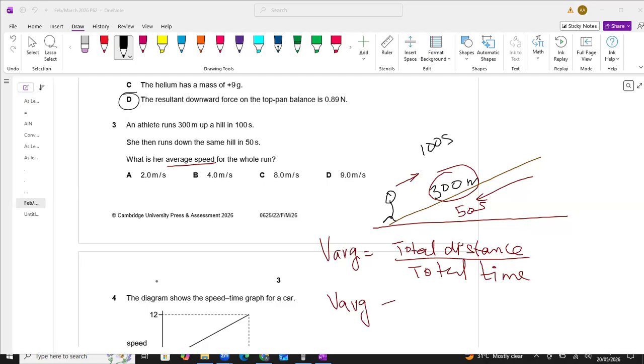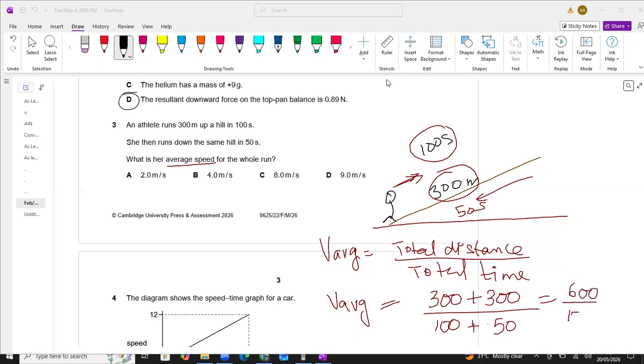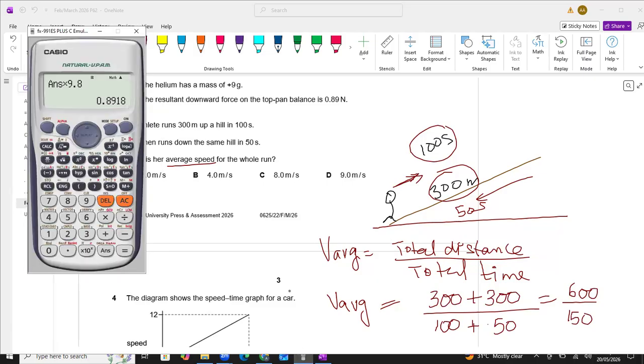So basically, the athlete is moving in the upward direction, and then she is running down the same hill. So she is moving twice on the same hill. Well done, students. So it means 300-meter plus 300-meter, so she is covering the total distance of 600-meter. Now, students, you can see the athlete is running up in 100 seconds, and now she is running down in 50 seconds. So total time is 100 plus 50, which becomes 150. Total distance is 600, total time is 150. So basically, students, 600 divided by 150.